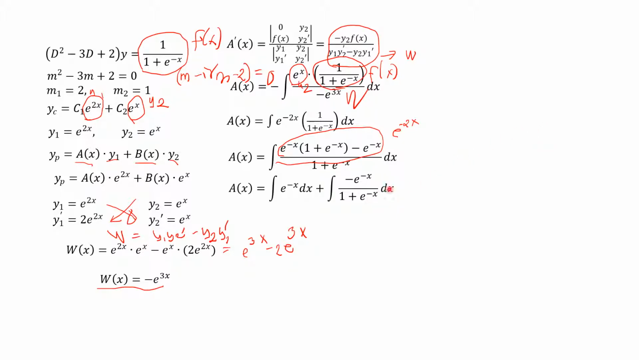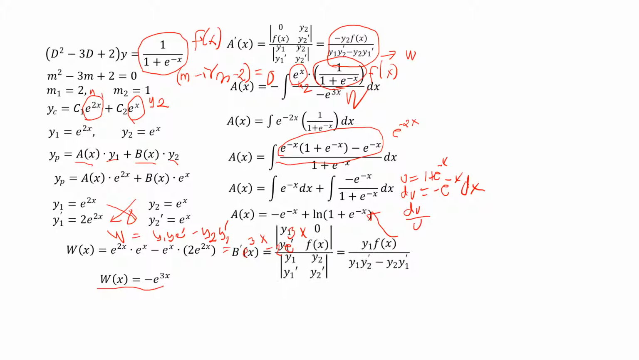Now this one, how do you integrate this? If you let u be 1 plus e to the negative x, then du is negative e to the negative x dx. So this will just become du over u, and therefore the integral is negative e to the negative x plus ln of 1 plus e to the negative x. Now to get b of x, your b of x is what?